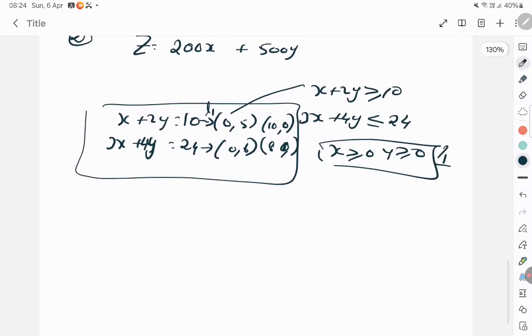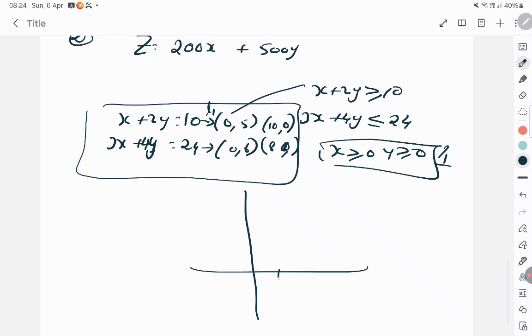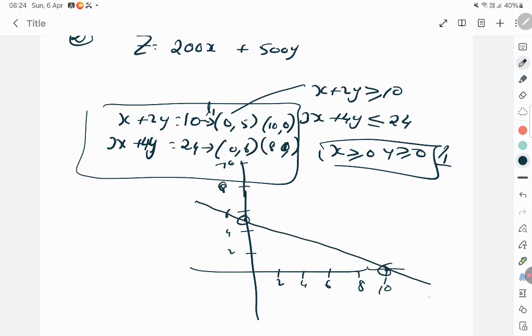So then next, let's draw this. 2, 4, 6, 8, 10 on both axes. The first line is 0, 5 and 10, 0. Join this. This will be line 1. Line 2 is 0, 6 and 8, 0. Can you see it's getting like an X? And this is your line 2. So you mark line 1 and line 2.